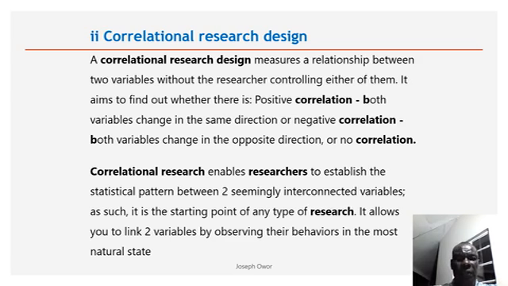Thereafter, there's what we call the correlational research design. What is correlational research design? This design measures a relationship between two variables without the researcher controlling either of them. It aims to find out whether there is a positive correlation, where both variables change in the same direction, or a negative correlation, where both variables change in the opposite direction, or where there is no correlation.